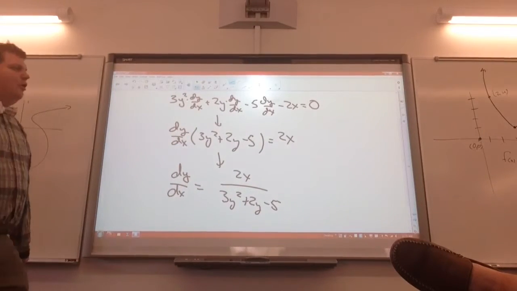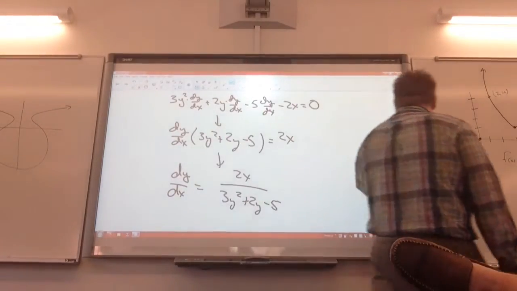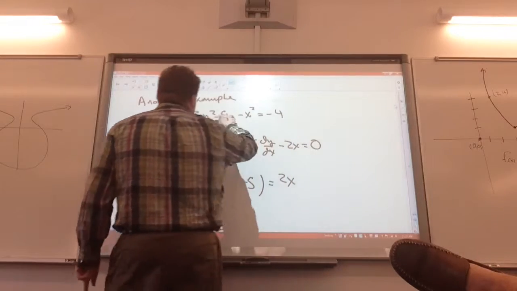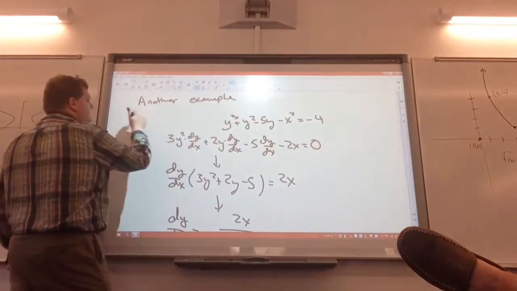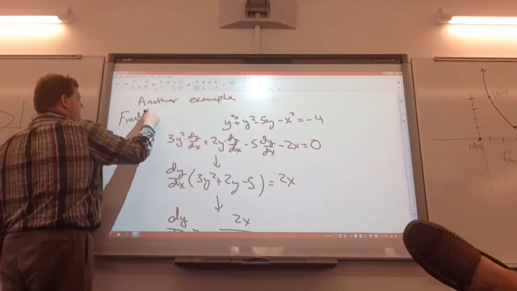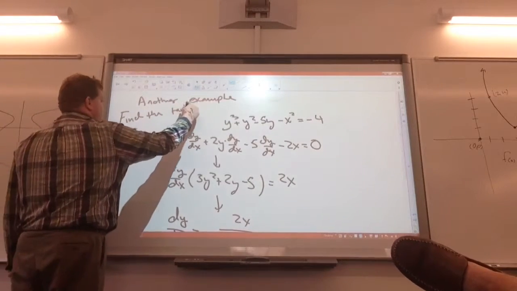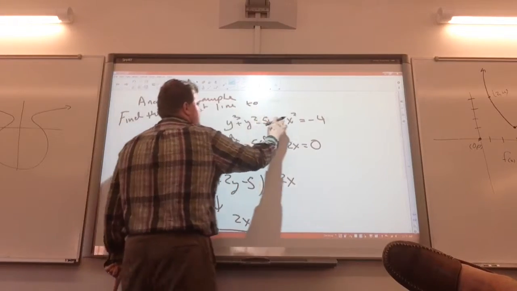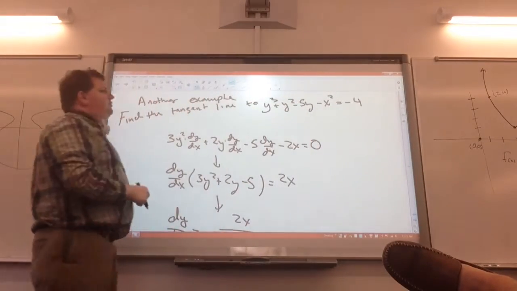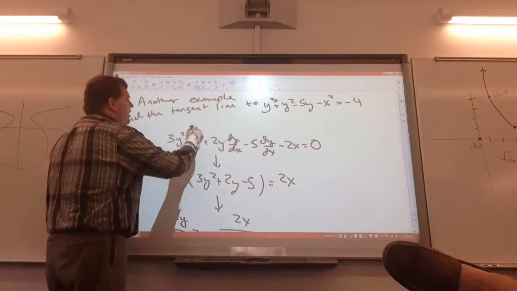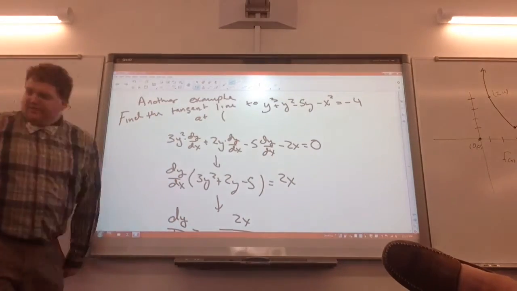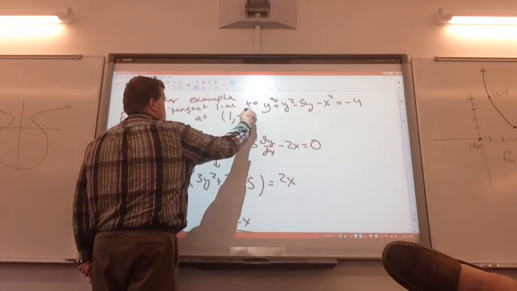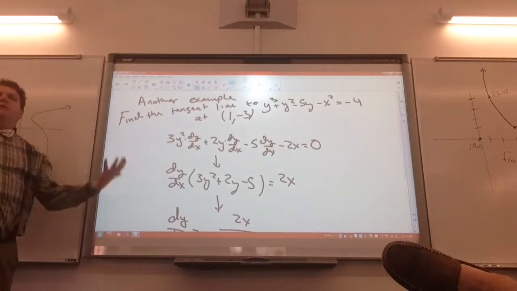Now, what you might have been told from the beginning is instead of just doing the derivative, let's say the problem was a little bit more involved. Let's say it was: find the tangent line to y cubed plus y squared minus 5y minus x squared equals 4 at the point 1, negative 3. Okay? What would I do?